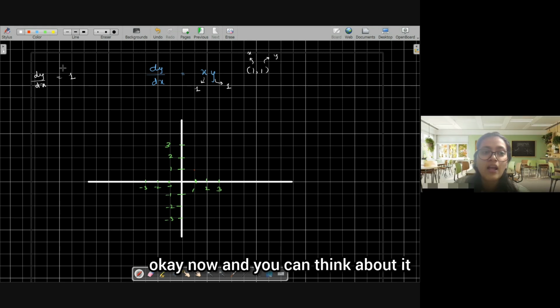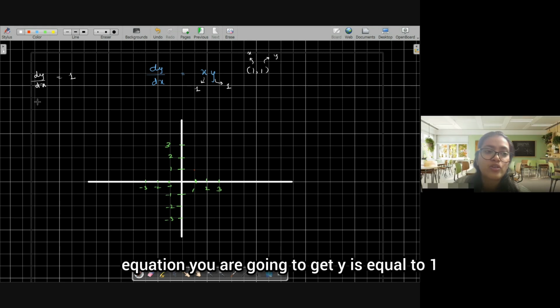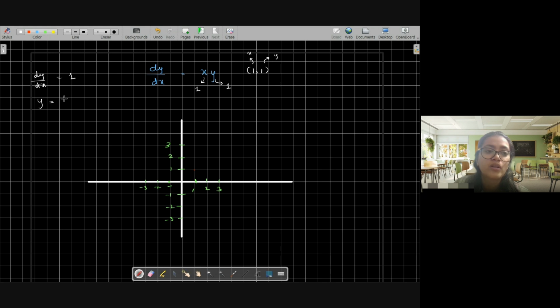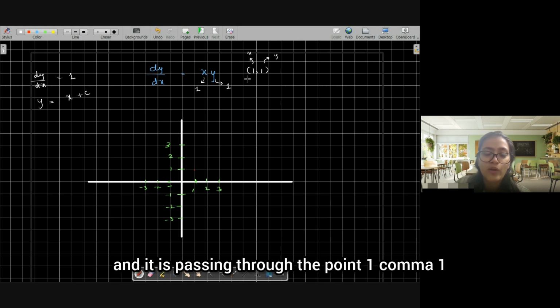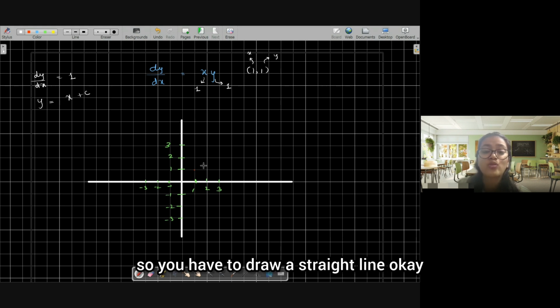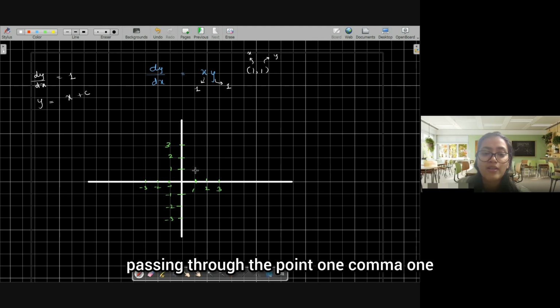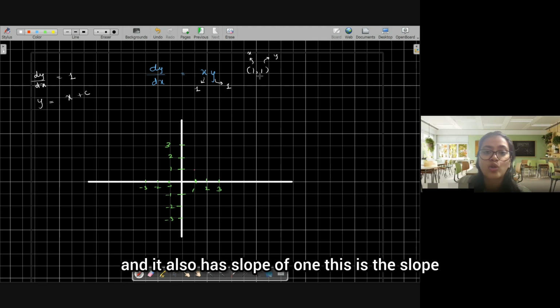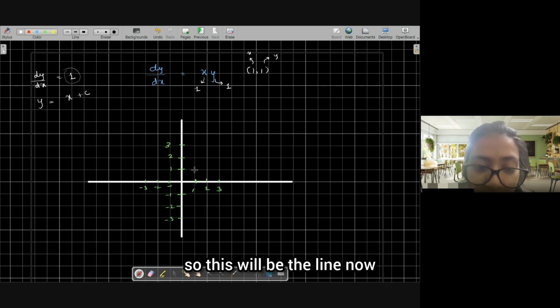You can think about it: if you even try to solve this differential equation, you are going to get y is equal to the integral of 1 dx, that will be x plus c. That means this is a straight line, y is equal to x plus c, and it is passing through the point 1 comma 1. So you have to draw a straight line passing through the point 1 comma 1, and it also has a slope of 1.